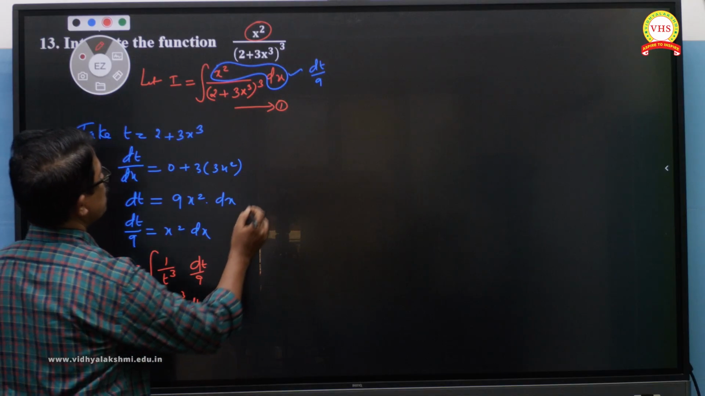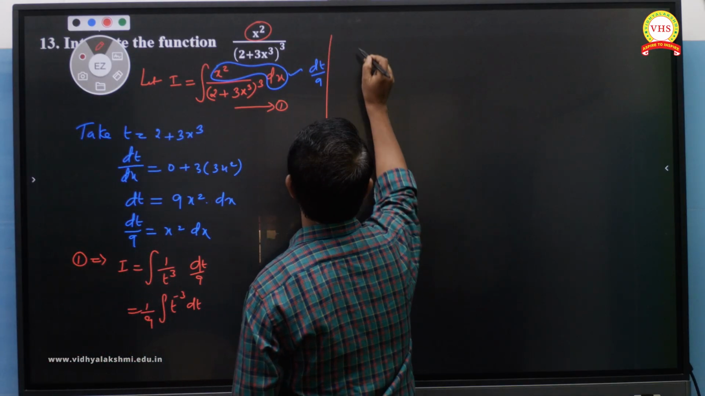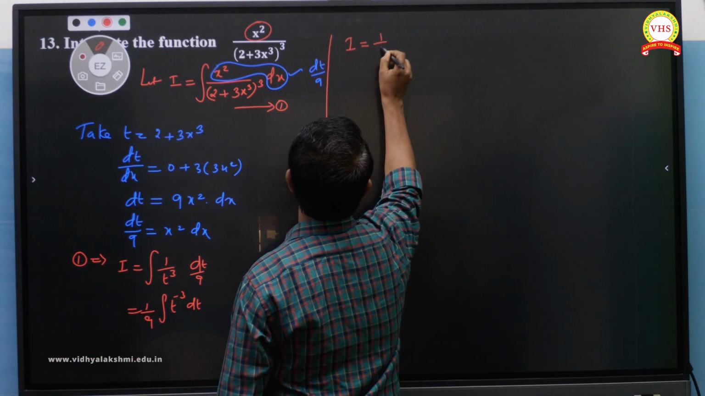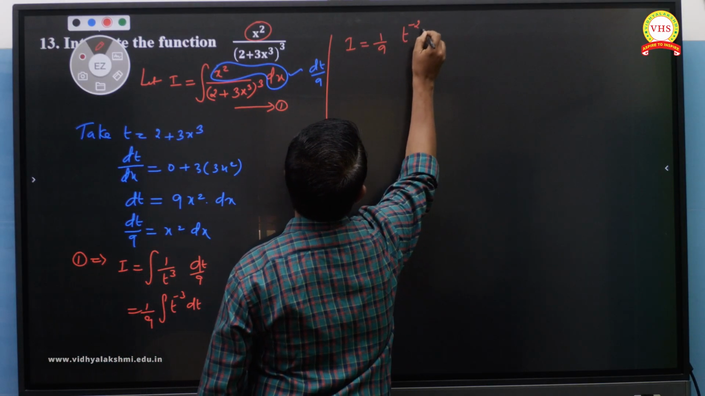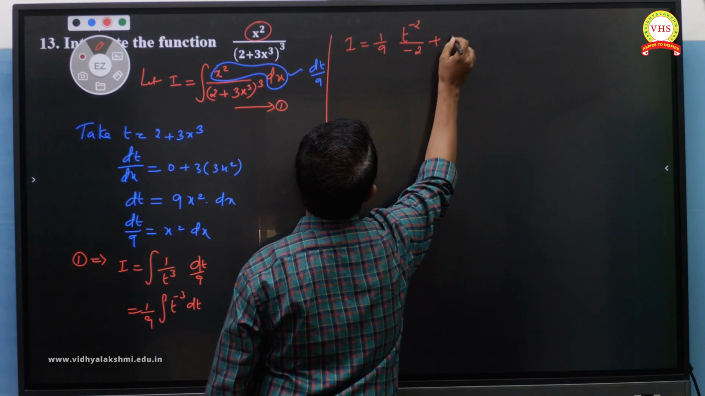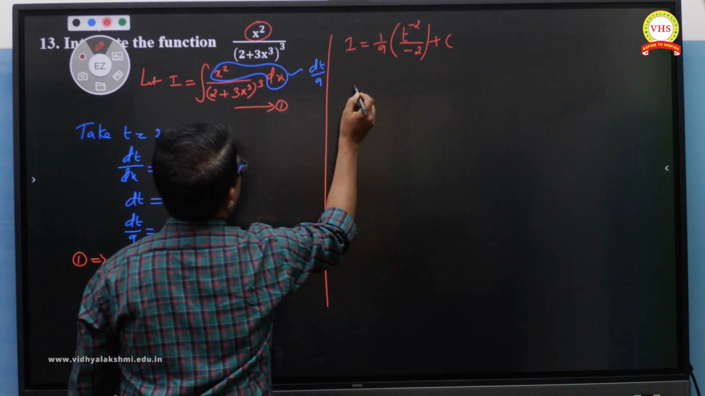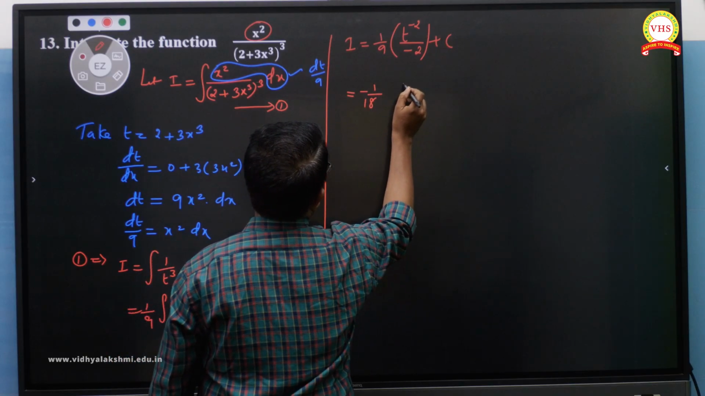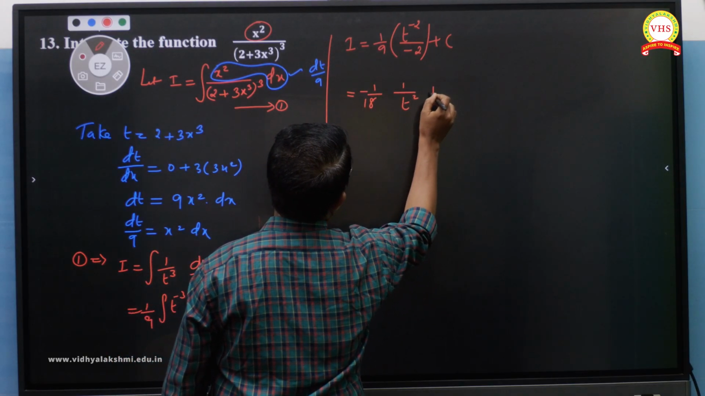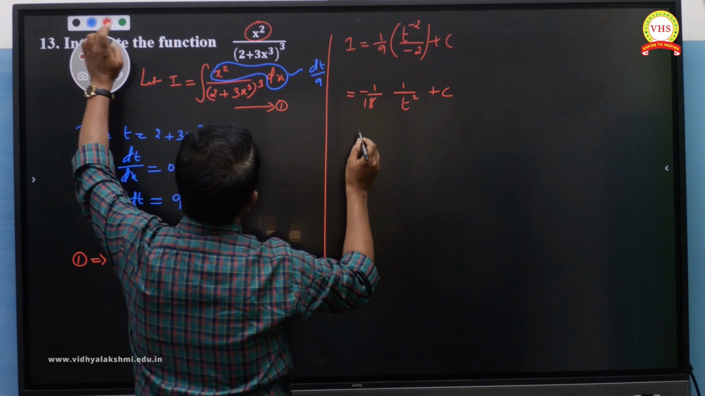Then integrate as usual with the x power n formula. I equal to 1 by 9 into t to the power of minus 2 by minus 2 plus c. That is minus 1 by 18 into 1 by t square plus c. Now replace the t value.